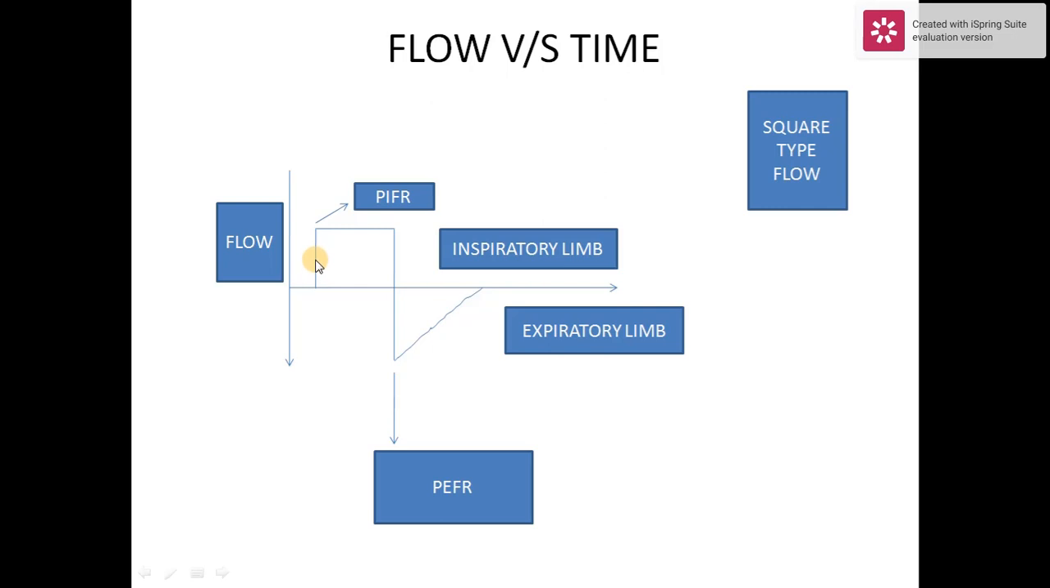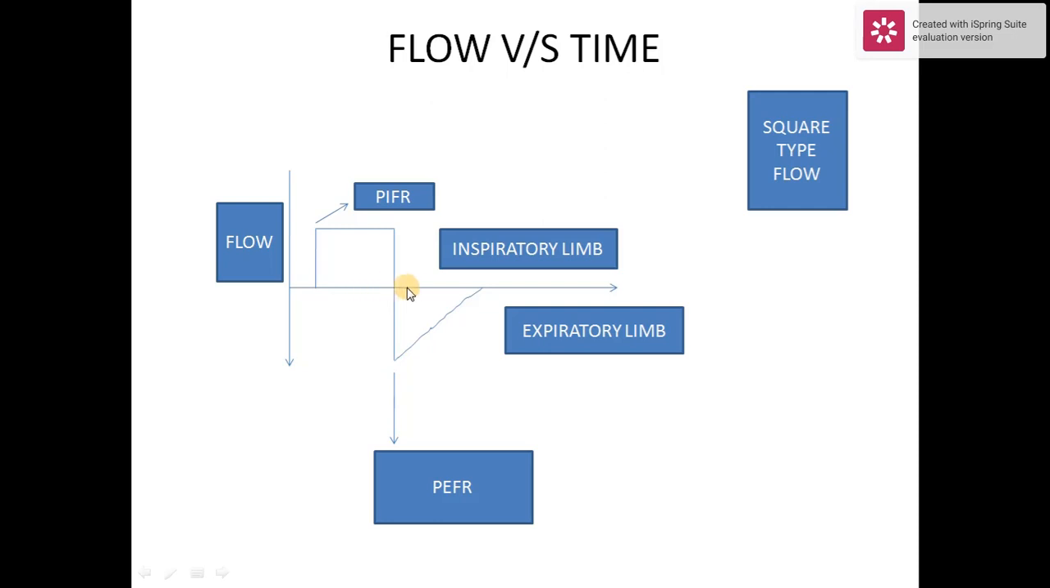As the inspiration starts, it reaches a peak known as peak inspiratory flow rate. PIFR is peak inspiratory flow rate, and then it maintains a constant and comes down and ends here at this 0 mark, and again goes below the 0, that is known as the expiratory limb. Anything above this line is the inspiratory limb and below this line is the expiratory limb, and it again comes back to the 0 mark. The tip of the expiration is known as peak expiratory flow rate.